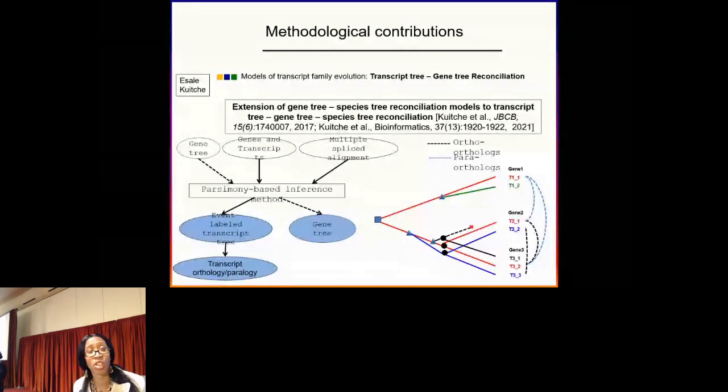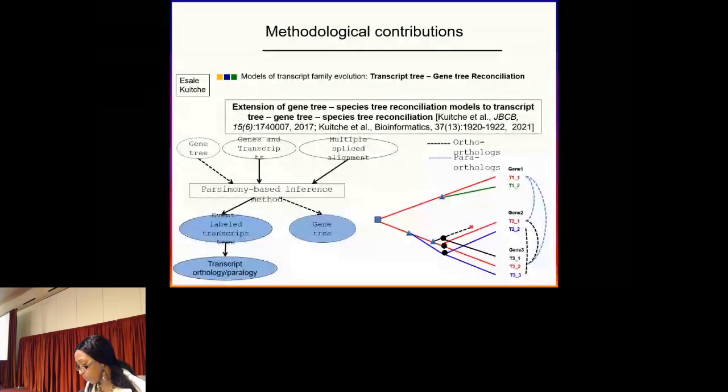To make the distinction between gene level and transcript level, we simply added a prefix. So transcripts are orthologs or paralogs, but they can be in orthologous genes or paralogous genes. If transcripts are orthologs and they are in orthologous genes, we added a prefix, so they are ortho-orthologs. If they are in paralogous genes, we add the prefix para, so they are para-orthologs.